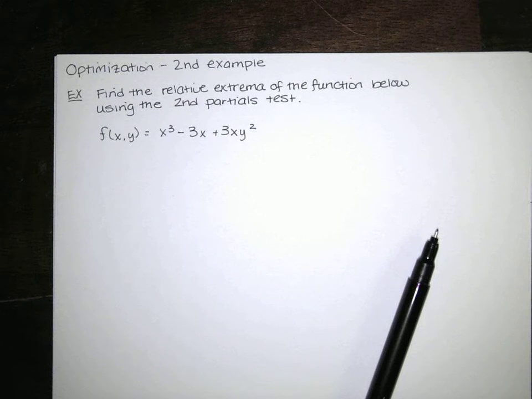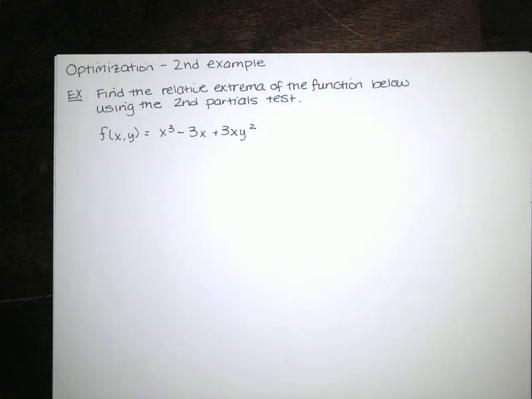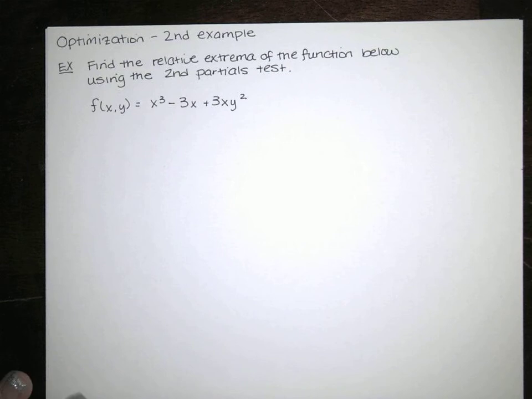In this video, we work a second example of optimization. We're still trying to find relative extrema, and this time we've got a polynomial function in x and y, and we're going to use the second partials test. So I just wanted to do one video where you saw an example from beginning to end, and this is it.